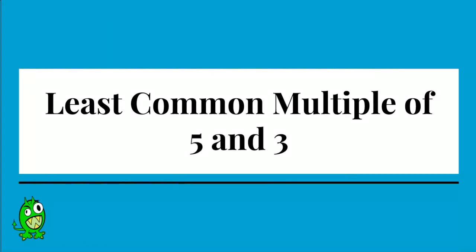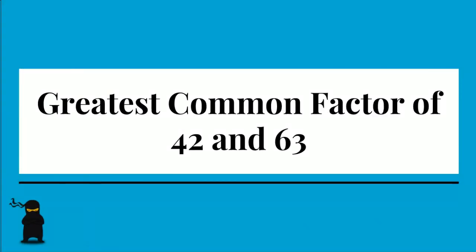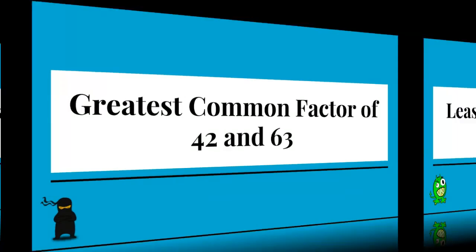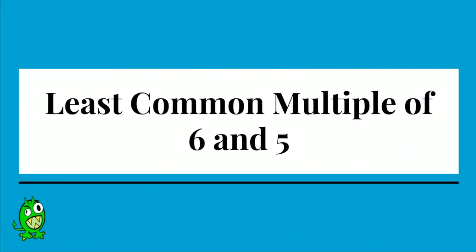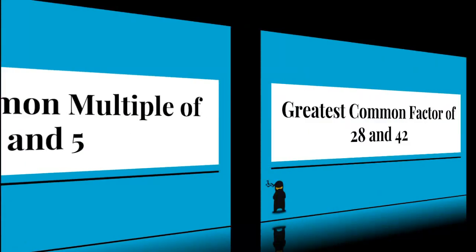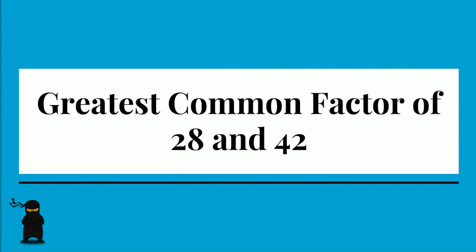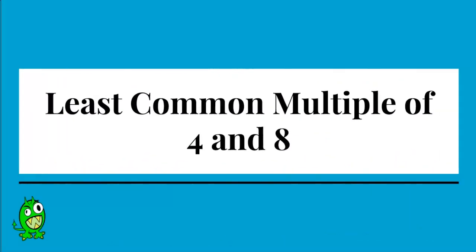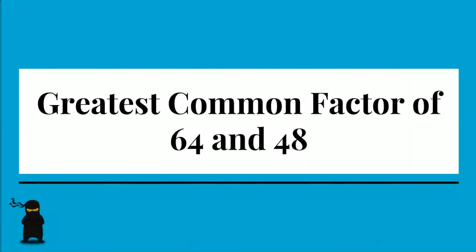Find the least common multiple of 5 and 3. Find the greatest common factor of 42 and 63. Find the least common multiple of 6 and 5. Find the greatest common factor of 28 and 42. Now, find the least common multiple of 4 and 8. Find the greatest common factor of 64 and 48.